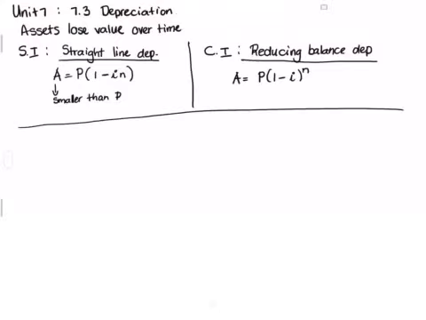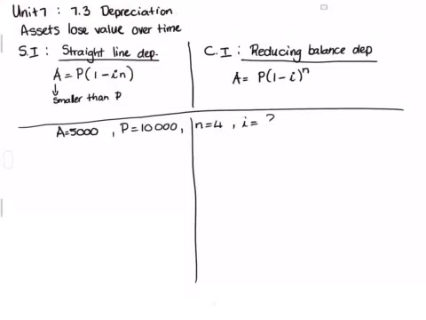Right, let's just do an example for both of them, the same example. Let's say my final amount was 5,000. My original amount was 10,000. N was 4. And my question is, what is I? So we're going to do it both times, one with a straight line. So above formula, we're going to fill in our values.